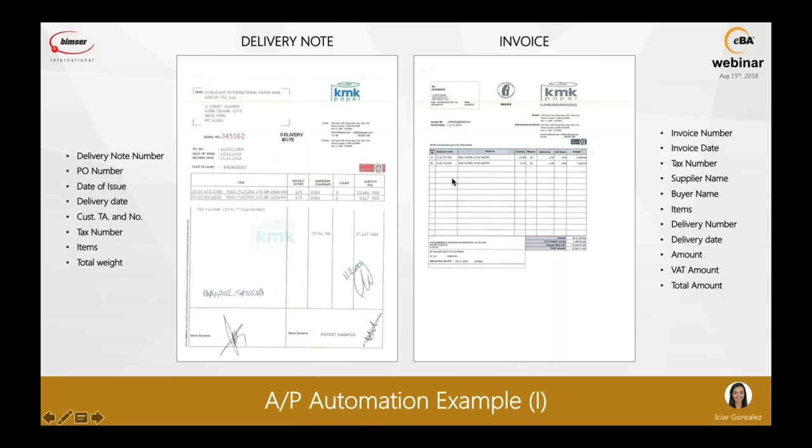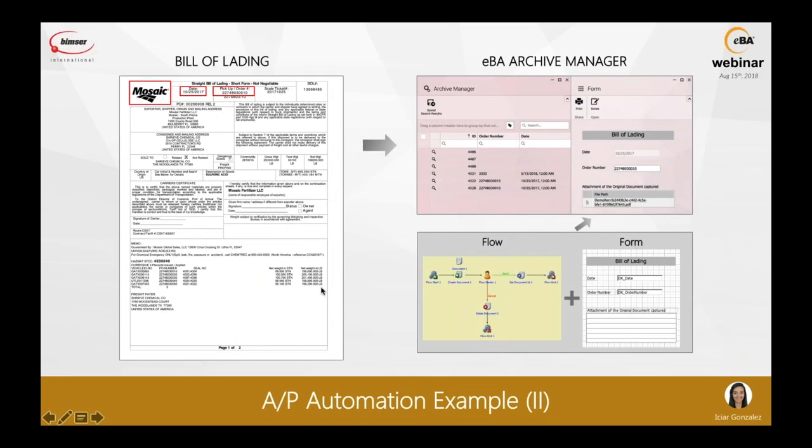So one of the things that we can do is create a template to be able to capture the information either on a delivery note or an invoice, and then transfer it to eBA. Okay, so for example, just to give you an idea of how this is going to work, we would get one of these documents. In this case, it's a bill of lading, and let's assume that we only want to transfer these two fields, the date and the order number. Okay, these are the only two fields that we need from this document in order to store it within eBA.